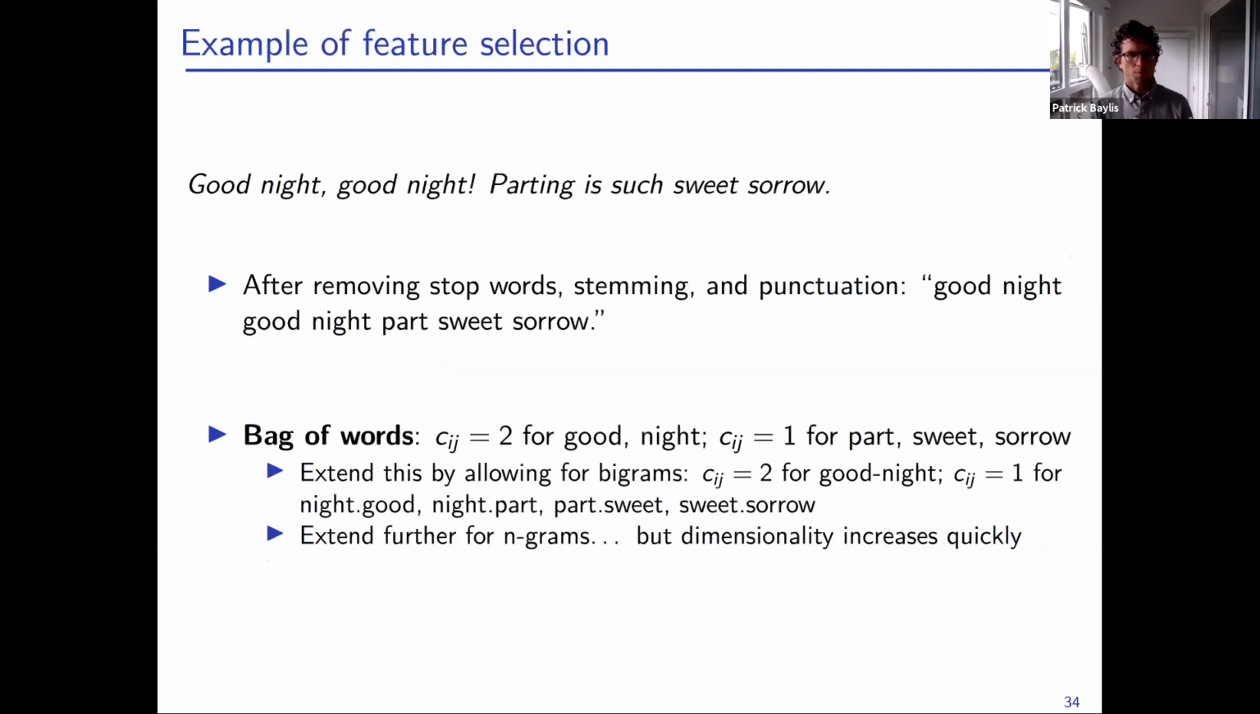And so a very typical approach here is what's called a bag of words approach. A bag of words approach just counts the number of words in this document of each type. So the count for good and night would be 2, and then 1 for part, sweet, and sorrow. You might extend that to bigrams. So then you would also have good night with a count of 2, and then 1 for night part, sweet sorrow. You can extend this further for additional numbers of n-grams, but the dimensionality increases really, really quickly, especially with longer documents. Usually people stop at around 2 or 3, or even at 1.